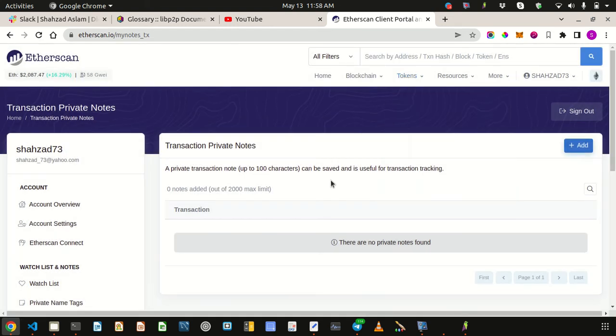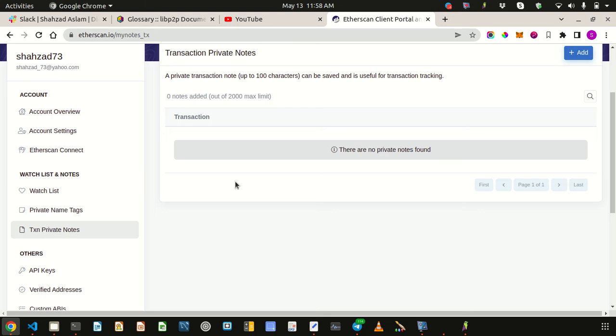So what happens is that you have created a reminder or a private note of this particular transaction in your account, and you can come back or log in to your account, and if you want to be reminded of that transaction and its purpose, you can get that information out of your notes.